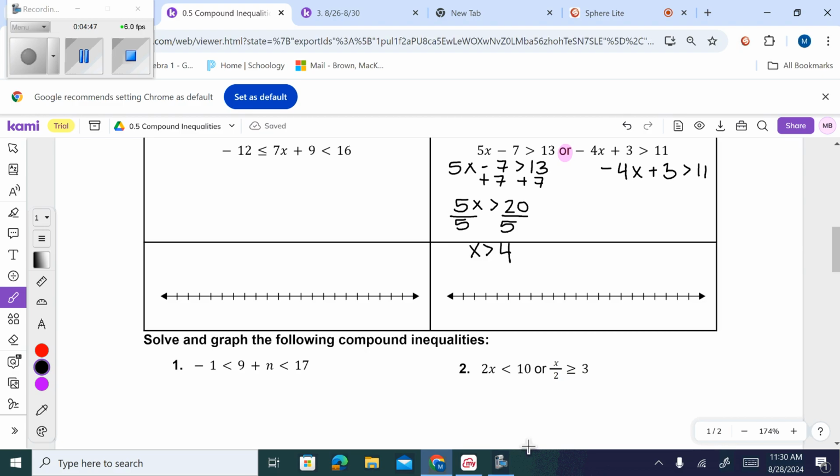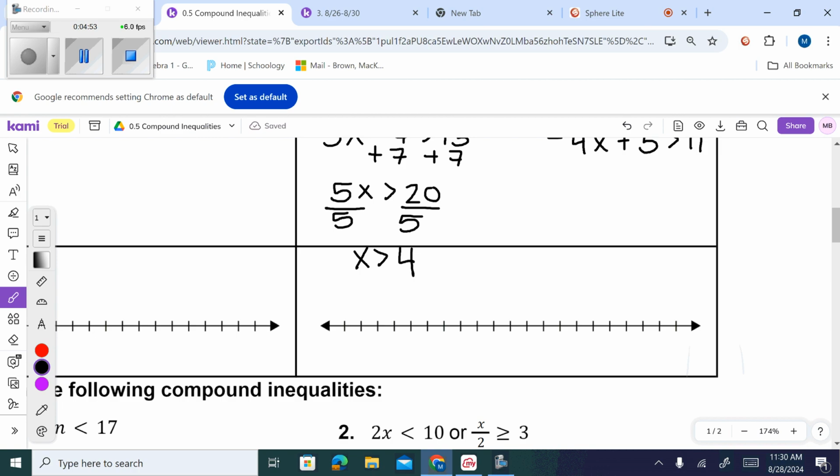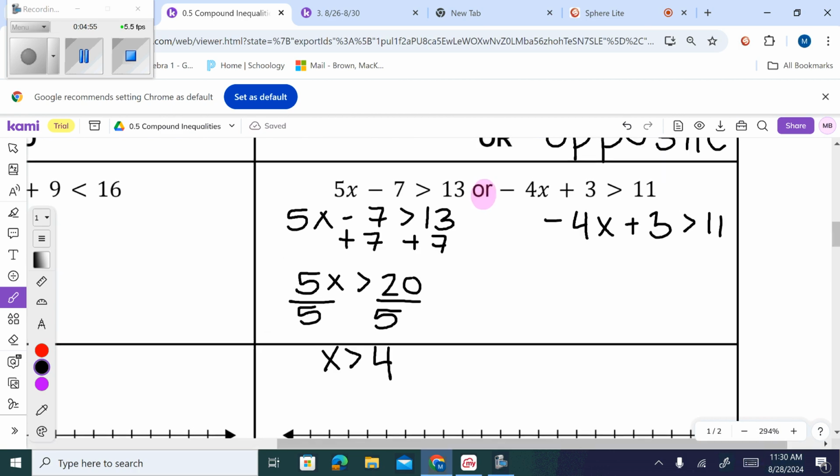Alright, this guy on the right, what would you move first? Haley, what should we move first? Okay, good. How do I move that 3? Subtract it. Good. What's 11 minus 3? Good, yep. Alright, how do I get that x by itself? Divide, and I'm dividing by what?